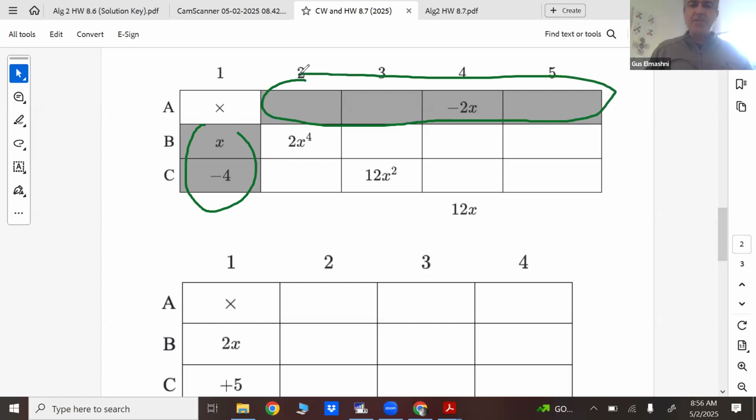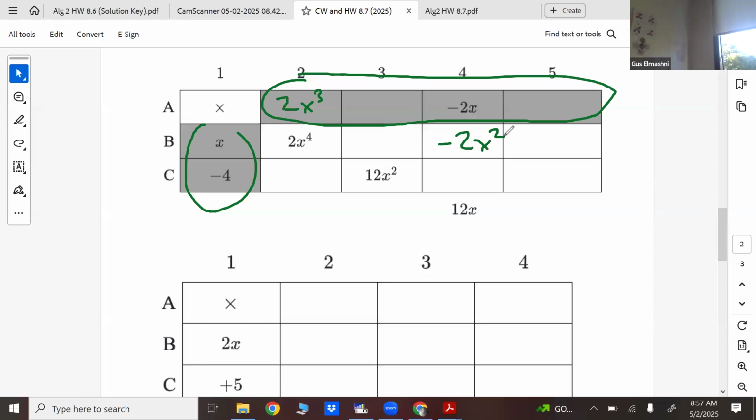All right. So this has to be 2x cubed. Okay. If I keep going, if that's x and negative 2x, that has to be negative 2x squared. So far, you guys are okay with the first two I just did? So this required multiplication.